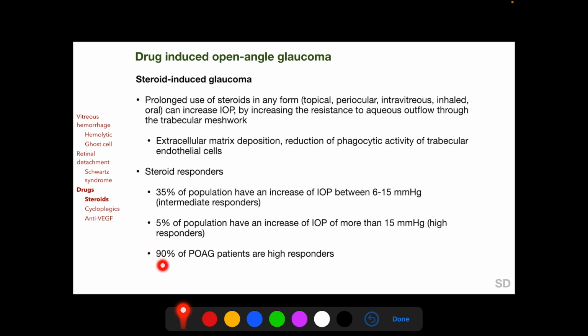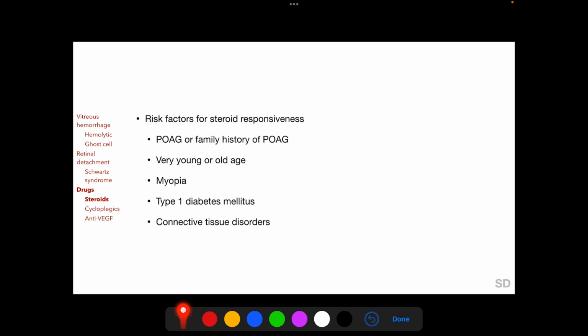More than 90% of primary open-angle glaucoma patients are high responders. This is very important to remember when prescribing steroids to patients diagnosed to have primary open-angle glaucoma. Risk factors known to increase steroid responsiveness include, as we have mentioned, primary open-angle glaucoma or even a family history of primary open-angle glaucoma, very young or old age, myopia, type 1 diabetes mellitus, and connective tissue disorders.